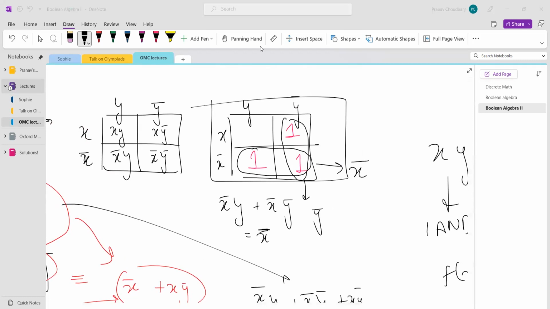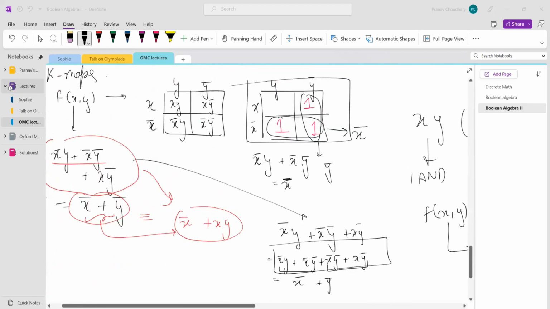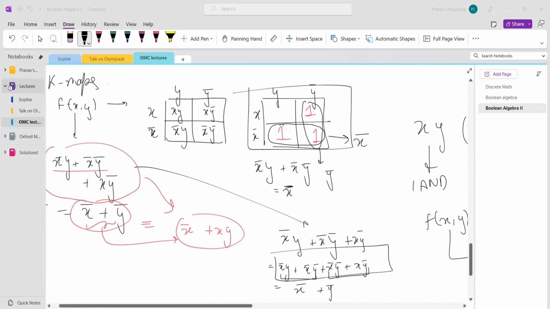So is it clear why the K-map is good? Yes or no? Yes, okay. So this was a K-map for 2 variables. Now, how do we do it for 3 variables?